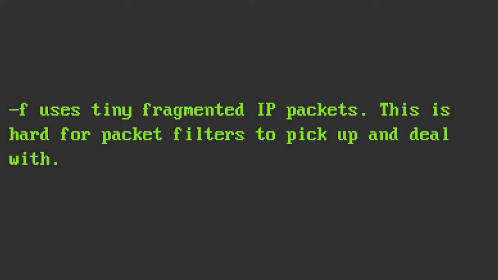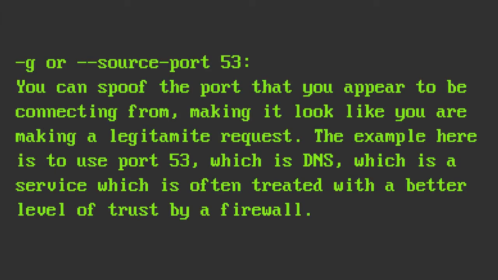Outside of timing, you can evade firewalls and intrusion detection systems by using a series of other options. Here are a few examples. -f, for example, uses tiny fragmented IP packets. This is hard for packet filters to pick up and deal with. -g or --source-port 53, as demonstrated earlier in this video, you can spoof the port at which you appear to be connecting from, making it look like you're making a legitimate request. The example here is port 53, which is DNS, which is a server which is often treated with a better level of trust by a firewall.